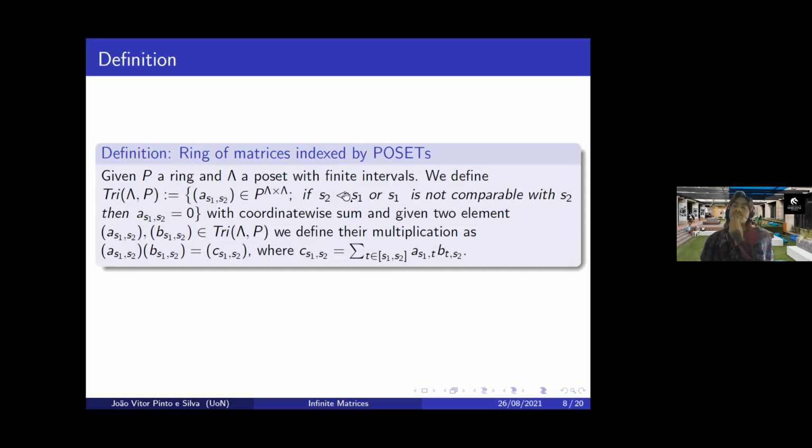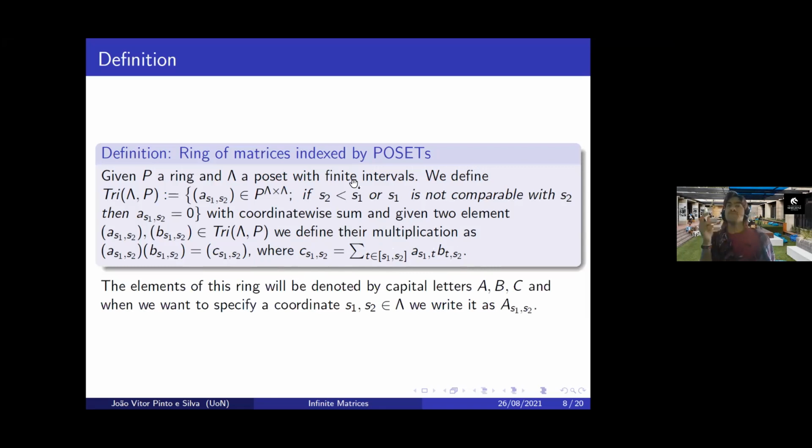And if s2 is less than s1 or s1 is not comparable to s2, we will say that the coordinate will be 0. Everywhere else it's P, but on these coordinates, it needs to be 0. The sum will be given coordinate-wise, and the multiplication will be given by this formula here. So as you can see, the formula uses the interval structure, and for the finite matrices like this it will be the same formula.